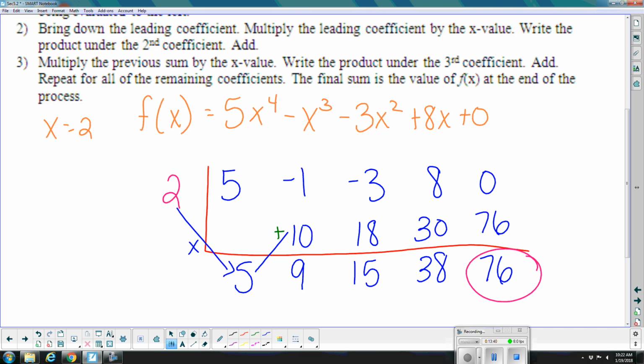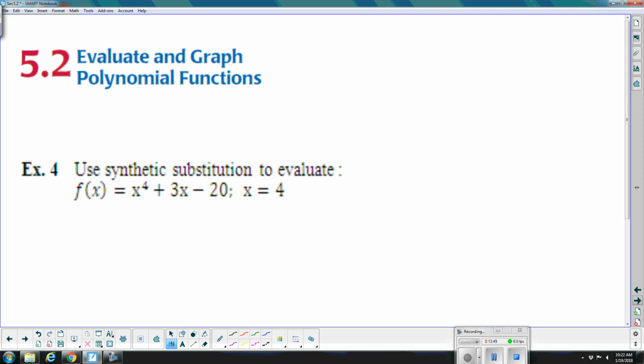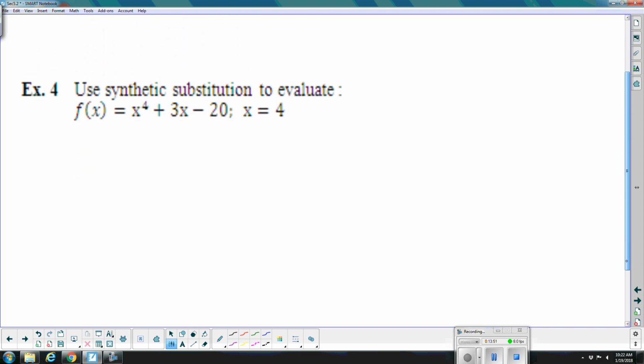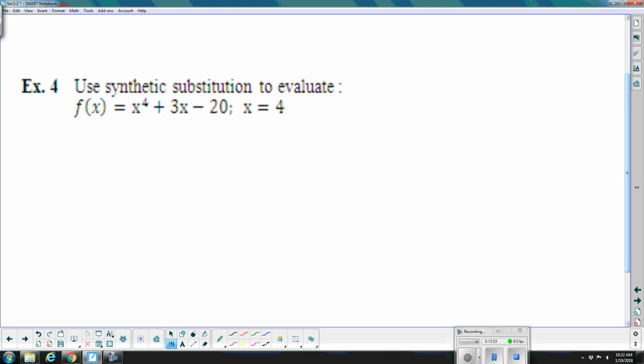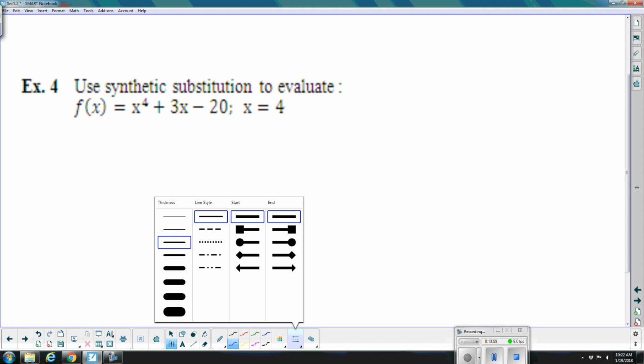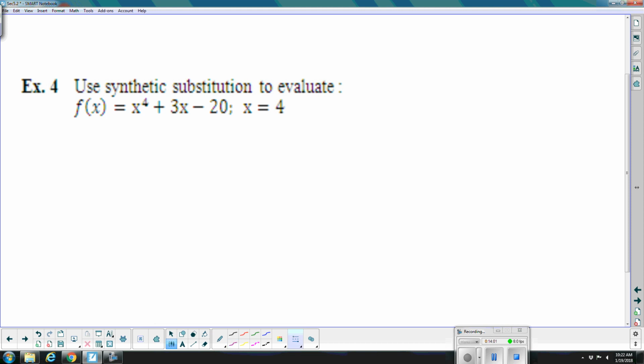So that's using synthetic substitution. So we'll do another example, and then I'll kind of show you why this works. So let's do this next example, use synthetic substitution to evaluate. The first thing I want to do is make sure that this is in standard form. And even beyond that, I'm going to write out all of my exponents just so that when I set it up, I have all of my columns filled in.